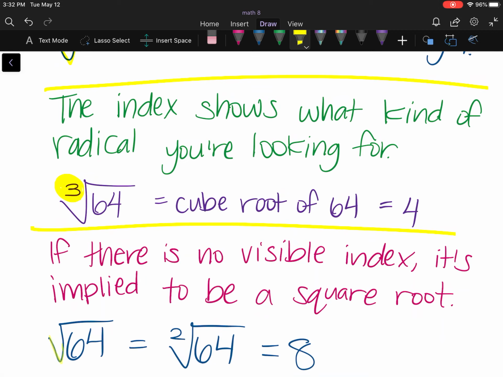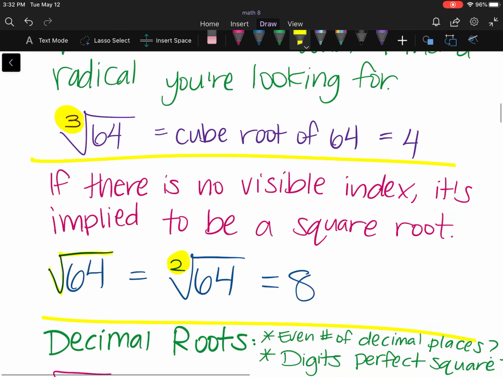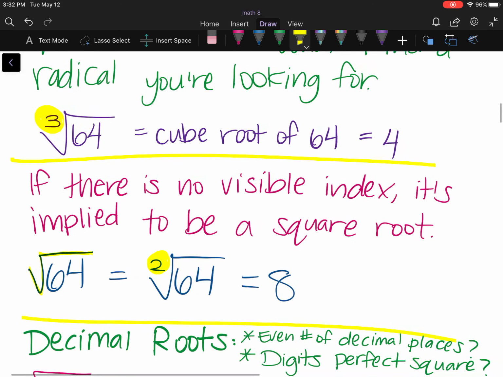If there is no visible index, it's implied to be a square root. So the square root of 64, or just root 64, equals 8, because 8 times 8 equals 64. So this 2 in the index is often invisible because it is implied.